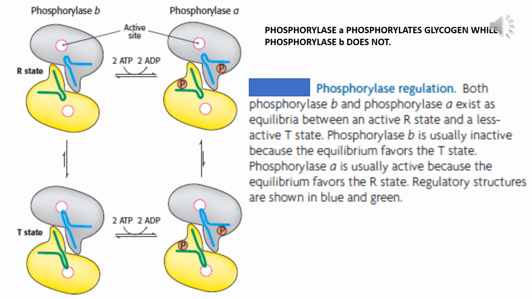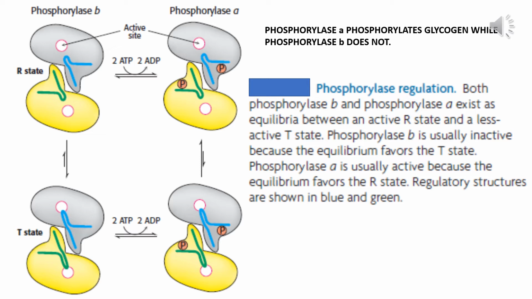This glycogen phosphorylase enzyme is an allosteric enzyme, which means its activity is modified by regulators. This enzyme normally exists in two forms, phosphorylase A and phosphorylase B. Phosphorylase, when in the A form, is the active form and it can act upon glycogen to release glucose 1-phosphate. When it is in the B form, it cannot act on the glycogen to produce glucose 1-phosphate.